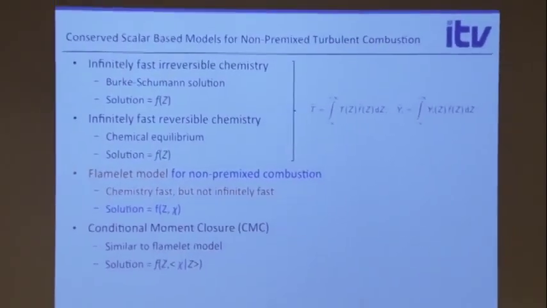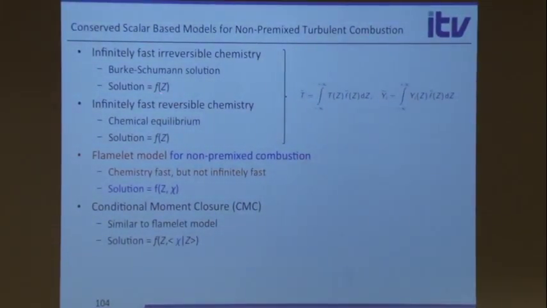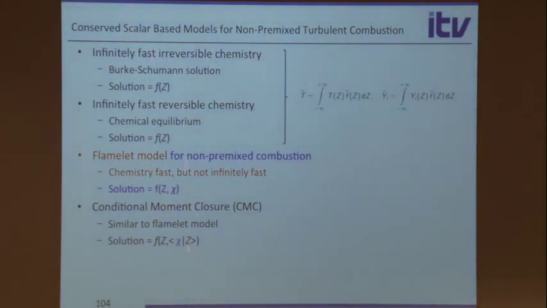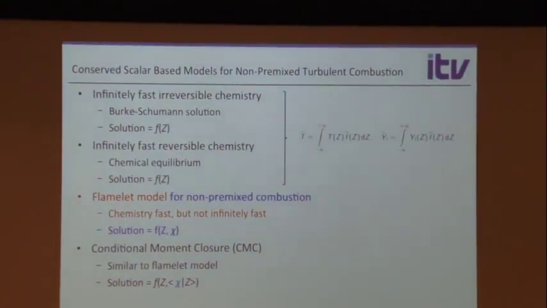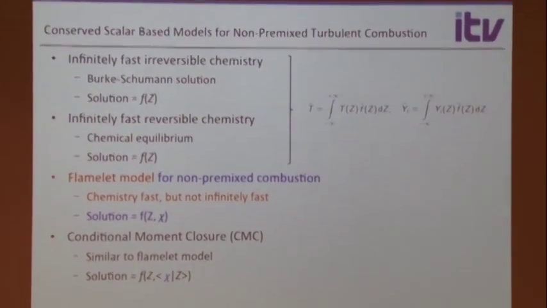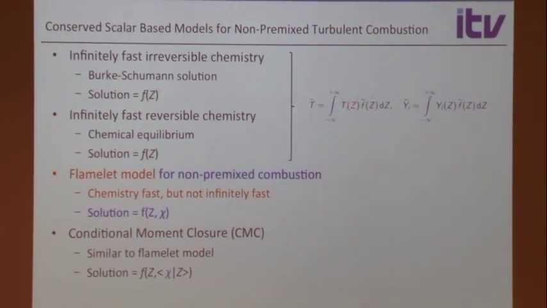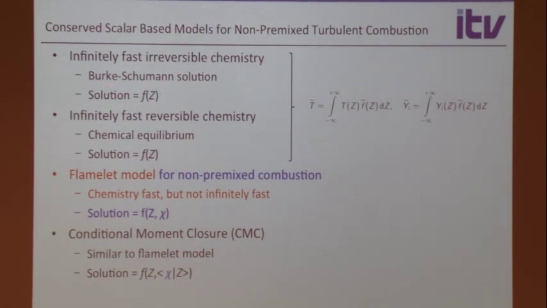Okay, good. So that's the PDF part. Then the second part was this function. In these conserved scalar-based methods, they basically all use this beta function for the mixture fraction. But then the question is, what do you do with the second part, this function here, T of z, or T of some other parameters. And so these are the different combustion models.